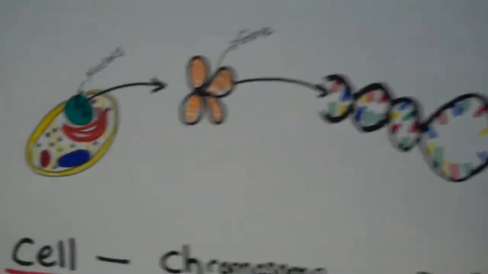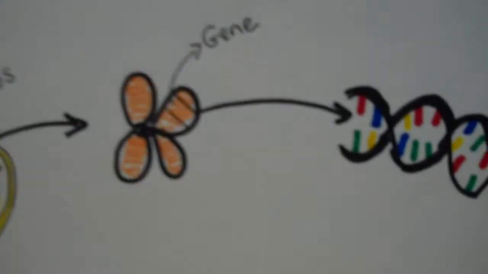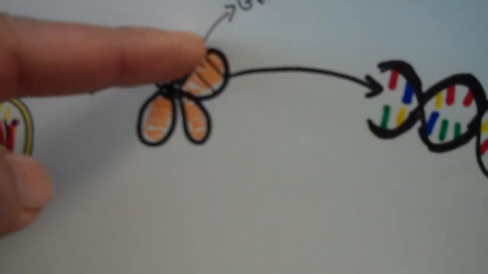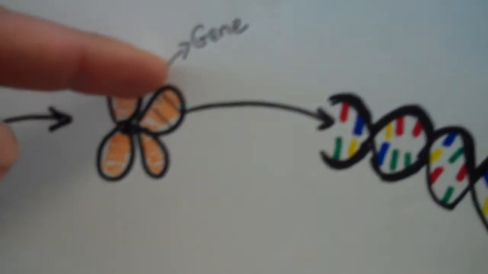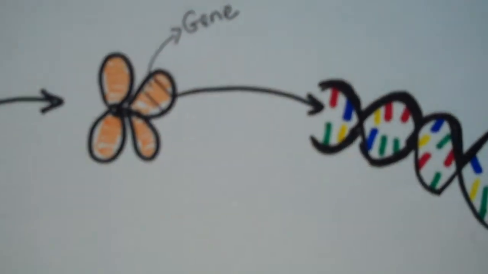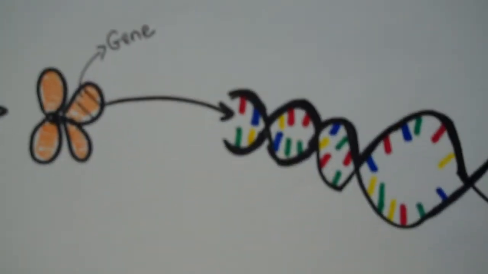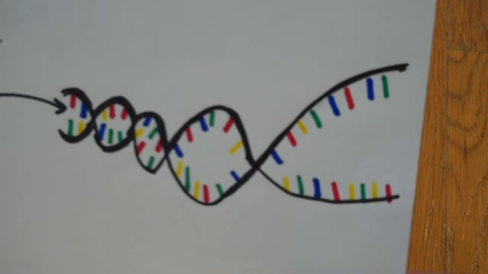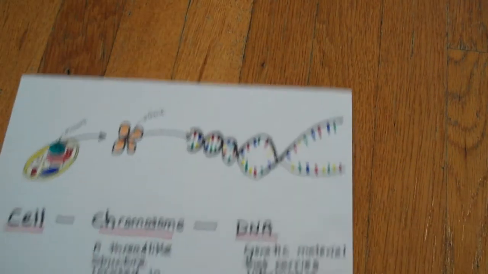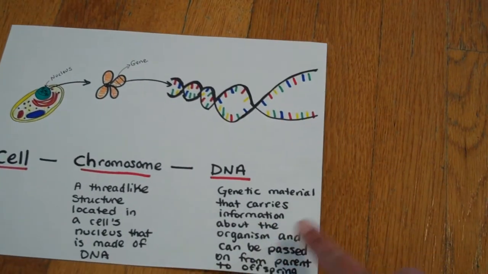Let's look closer at the chromosome. Notice here that I put little lines. That's a section of a chromosome. A section of a chromosome is called a gene. A gene, let's zoom out, would look like this if we had a close-up look at it. It's made up of DNA. DNA is genetic material that carries information about the organism and can be passed on from parent to offspring.